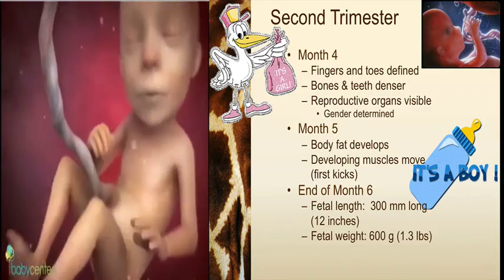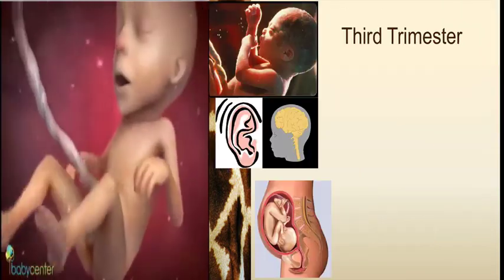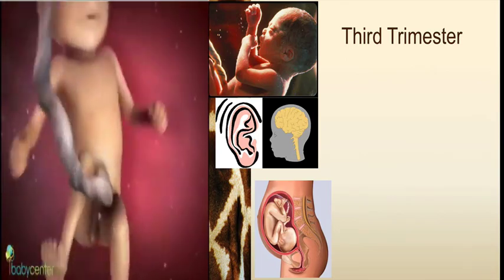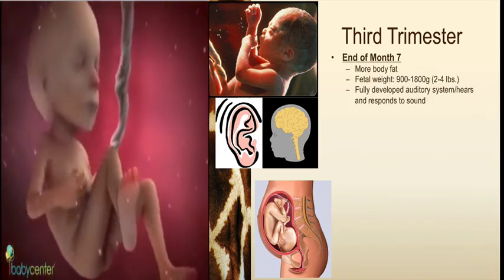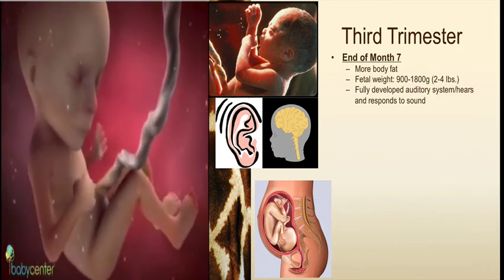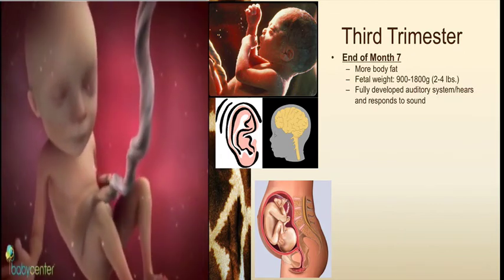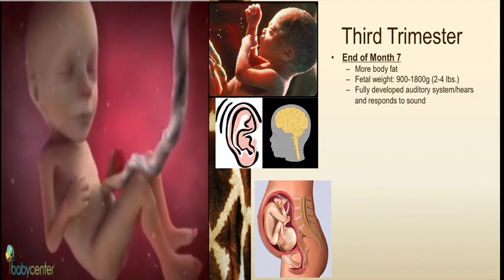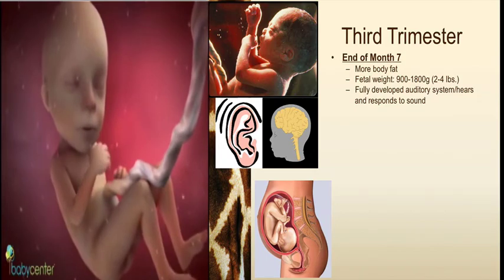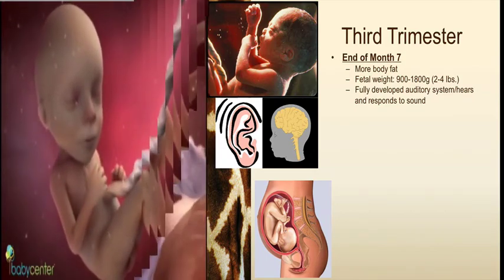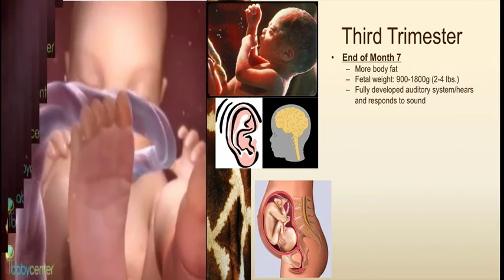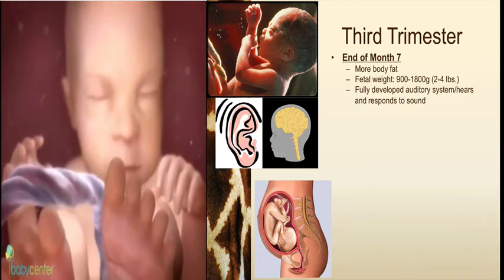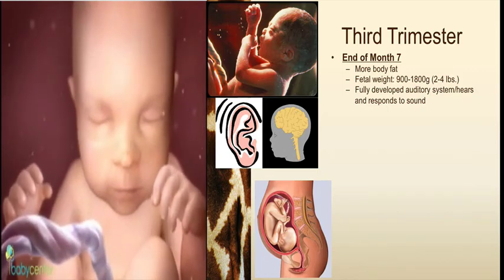Now we're going to be entering our 3rd trimester, and our 3rd trimester is going to be from about month 6 to month 9. And by the end of month 7, we're going to have body fat, which is going to help keep that baby warm. It's very important. It's going to have a mass of about 2 to 4 pounds, and it's actually going to have a fully developed auditory system, and it's going to be able to respond to sound. So it can actually hear what's going on outside of its uterine walls.